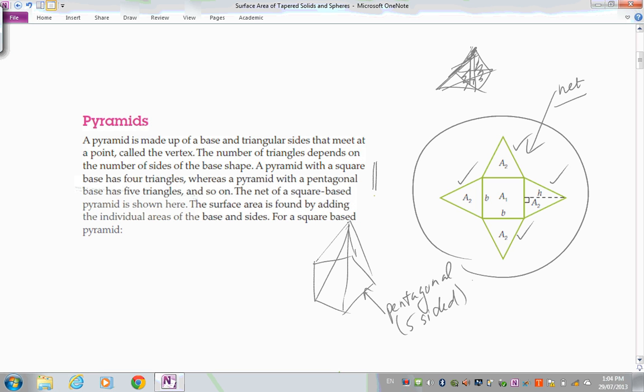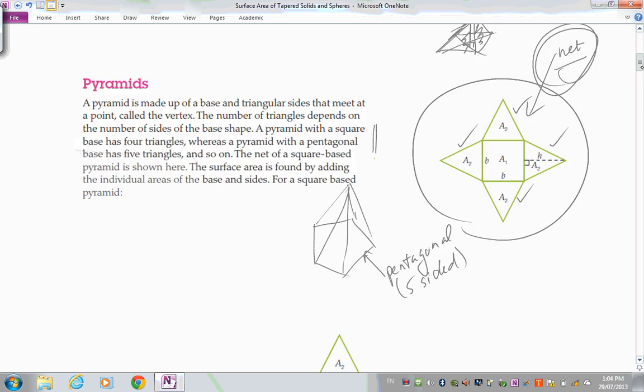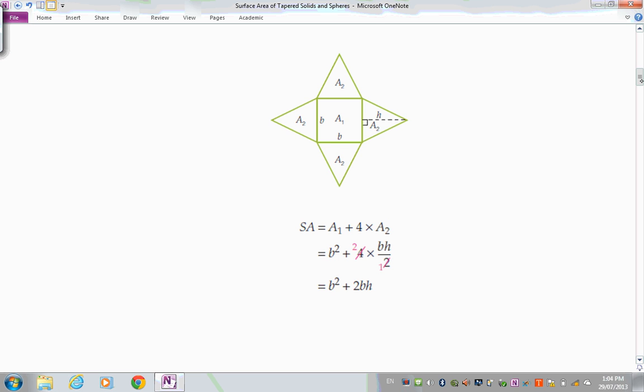Okay, so it's a pretty easy thing to think of, but the key is back up here: you've got to get the right net and then work on the areas of those individual parts. Let's go down and have a look at that calculation. So again, with the system of labelling, these are all A2s because the triangles are congruent, or identical. They are identical triangles, so do one and you've done them all. And so if we do this one over here, we'll then multiply it by 4.